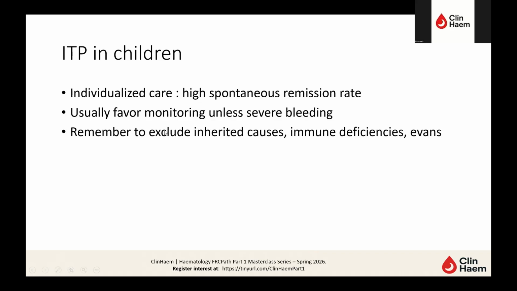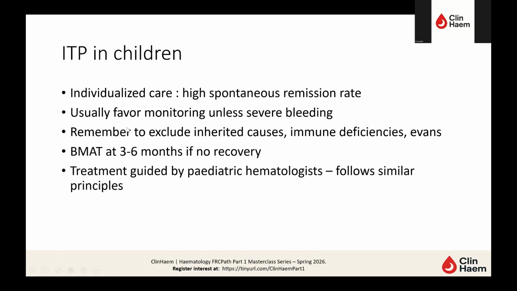But remember to especially exclude inherited causes, immune deficiency syndromes, and Evans, for which a slide is coming briefly. In peds, they would do a bone marrow biopsy at 3 to 6 months if there is no recovery, because as I say, most of the ITPs would recover, and a patient won't have any problem from that. But they want to do a bone marrow to rule out other causes after a few months. Treatment, if needed, follows similar principles with steroids, etc.